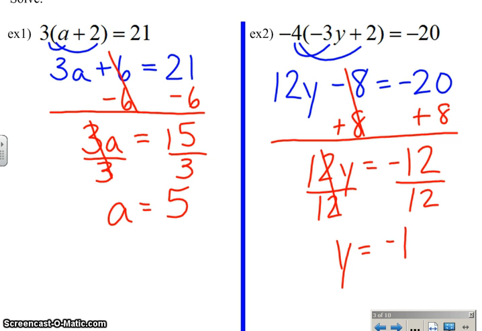And remember, you can check these answers easily. Take what we get for our solution, plug it into the original equation. You should get a true statement. If not, go back and check for errors.